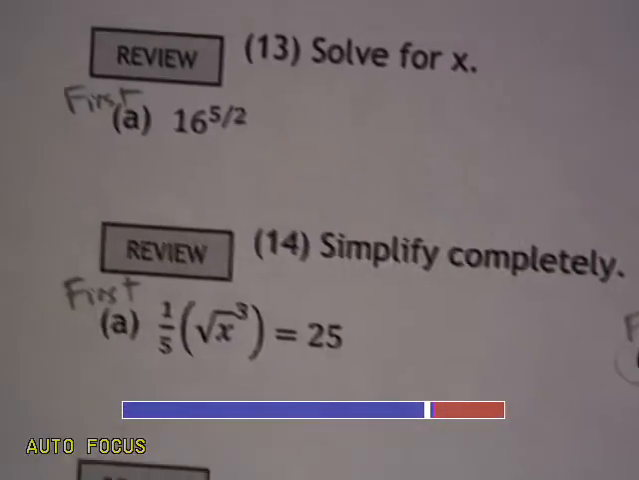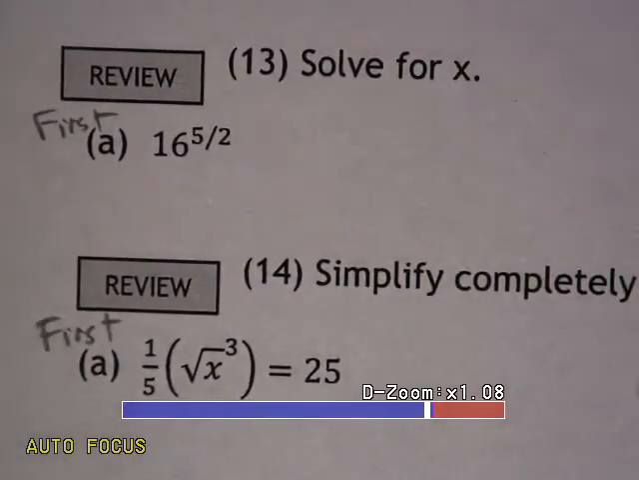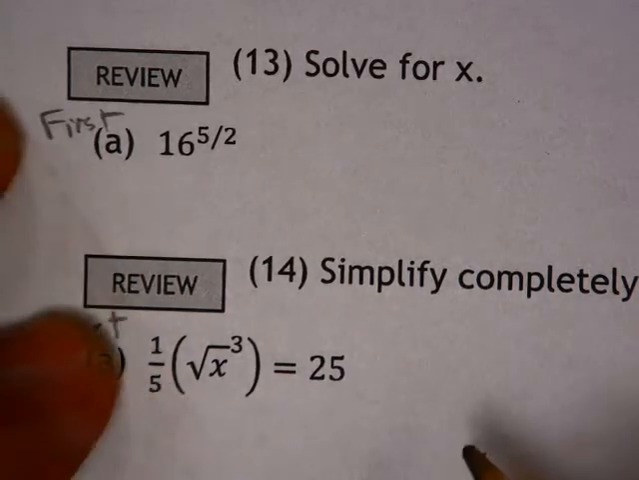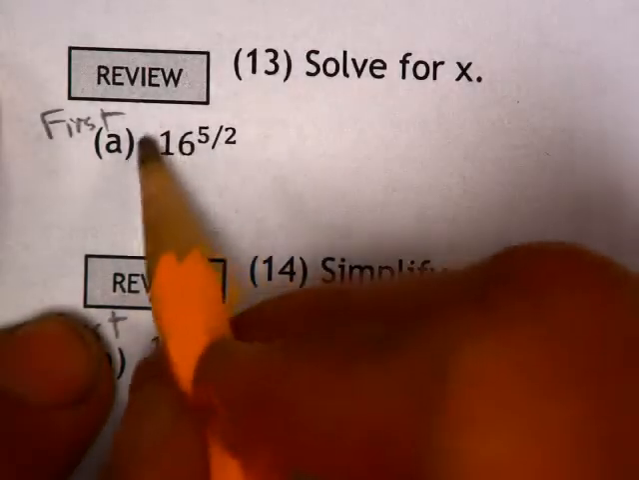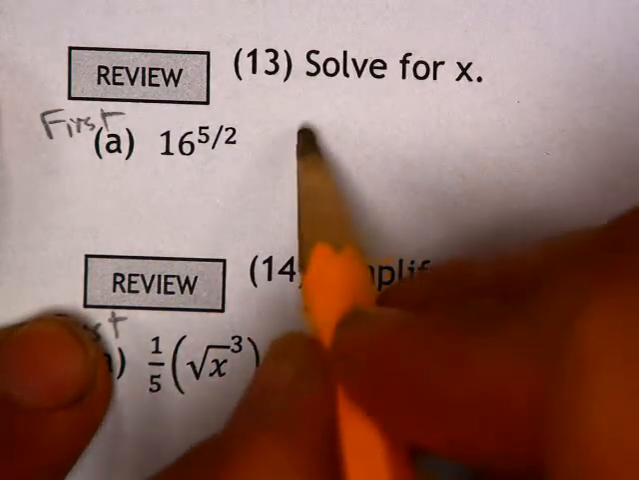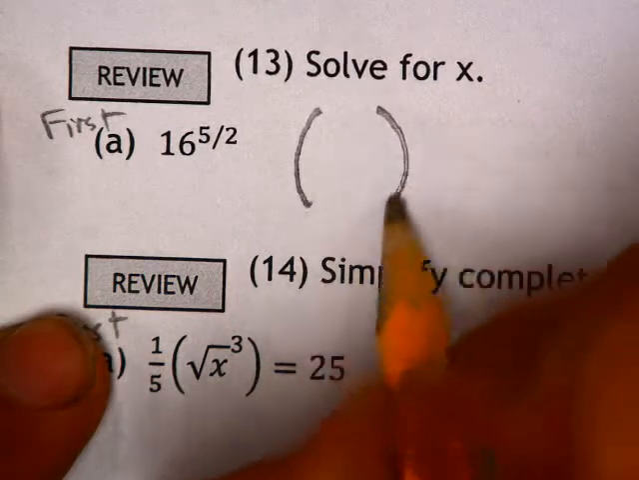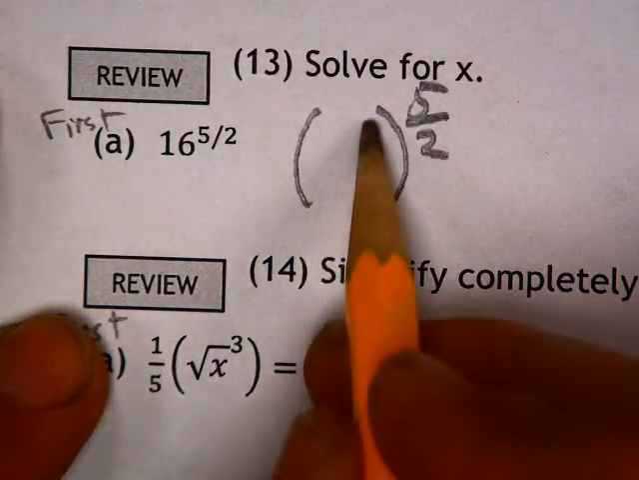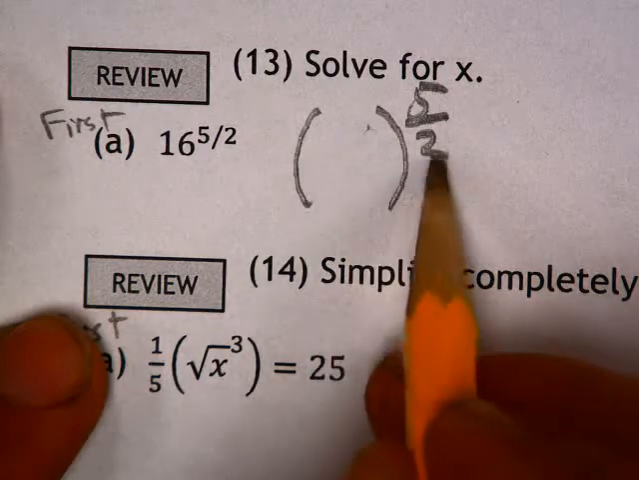Here we are with worksheet 18.6, part of problems 13 and 14. 13a, I'm going to show you the first step. This is 16 raised to the 5 over 2. If I give myself just a little bit more space, a 5 over 2. Well, if I had something to the second power, that would cancel.